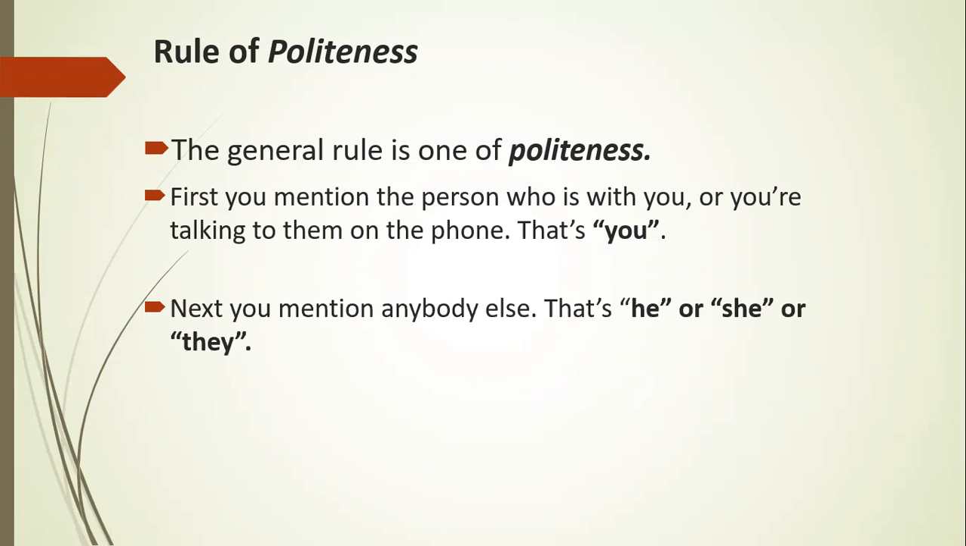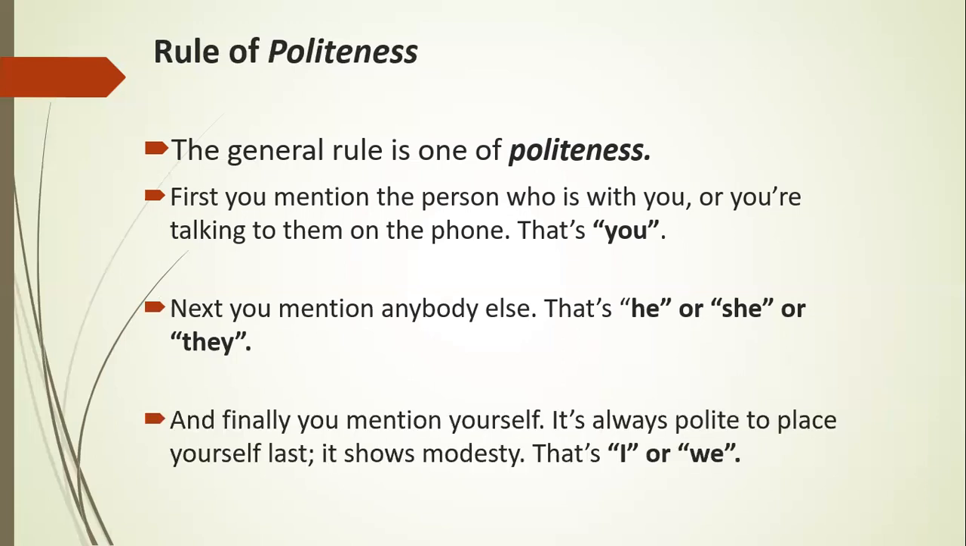So first you mention the second person, then the third person, and finally you mention yourself. It's always polite to place yourself last. It shows modesty. That's I or we. So in simple terms: second person first, third person second, and first person at the end.